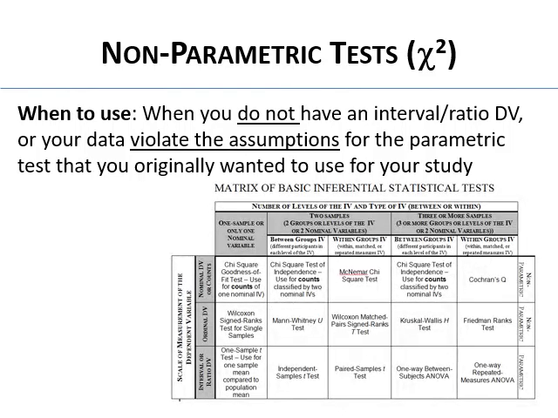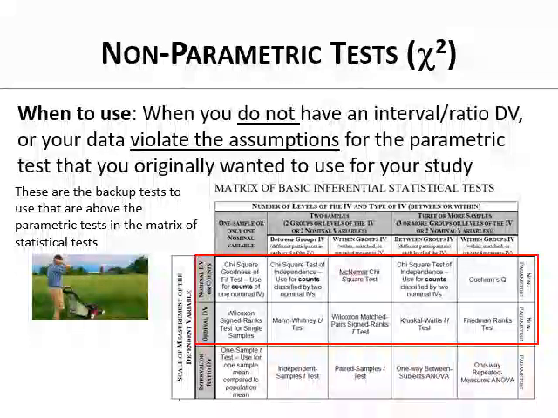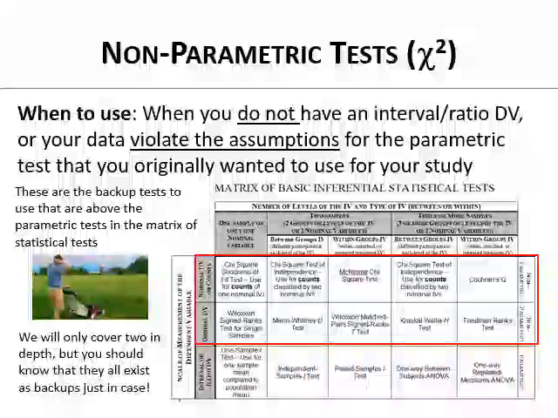So they were in the matrix of basic statistical tests. They were the ones that were not in the bottom row because those were your parametrics, so non-parametrics are above them. And they are the backup tests that you can use. They're right above each parametric test in case you get into trouble and you can't use that one. It's important you know that there is a backup solution.